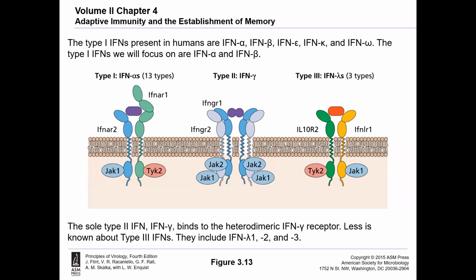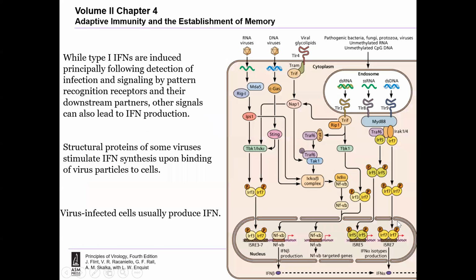Some of them have lots of types, or individual variations, but for type 2, you have just interferon gamma. And type 3 interferons, the interferon lambdas, are relatively understudied as well, and not as well characterized. But just in terms of a broad overview, this is our interferon family of cytokines.